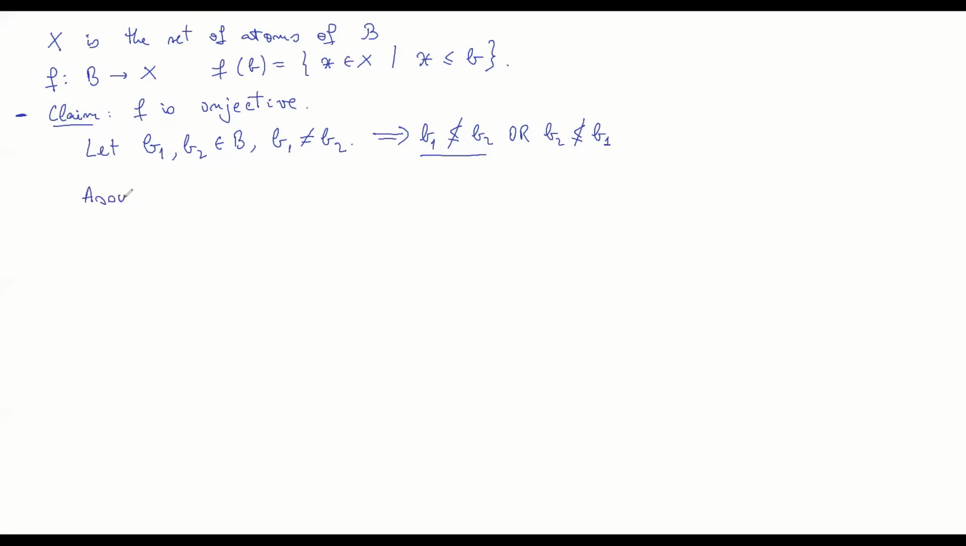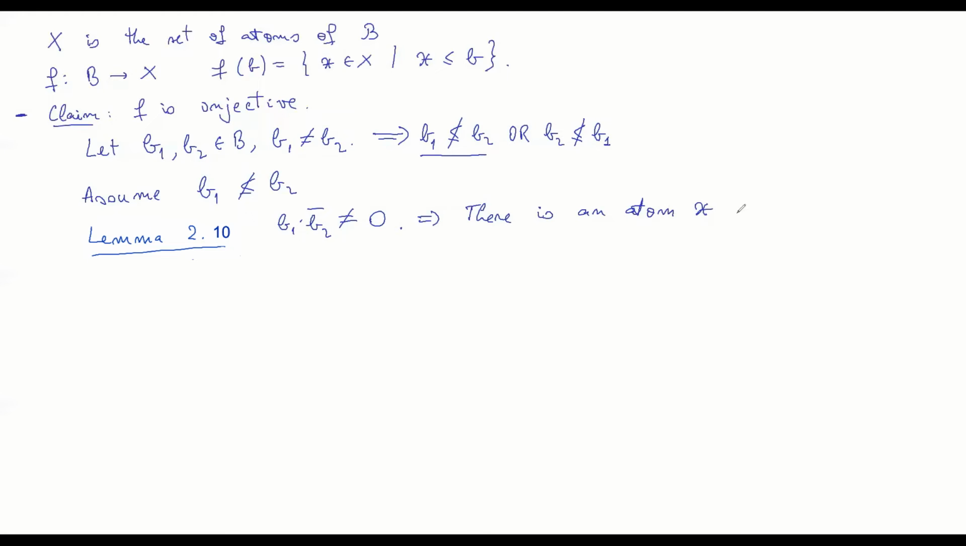So assume, for example, that B1 is not smaller than or equal to B2. And so from Lemma 2.17 that we just had, it implies that B1 times B2 bar is not 0. Since this is not 0, this implies that there has to be an atom. So there is an atom x such that x is smaller than or equal to B1 times B2 bar.